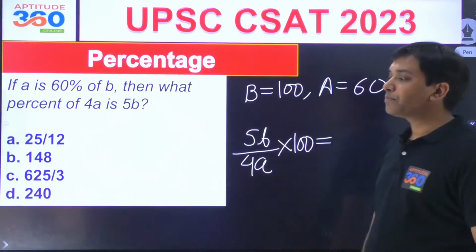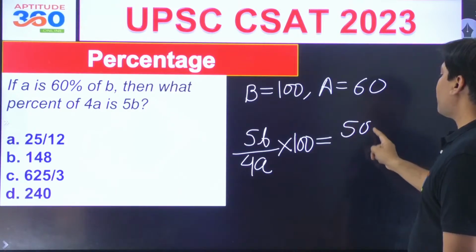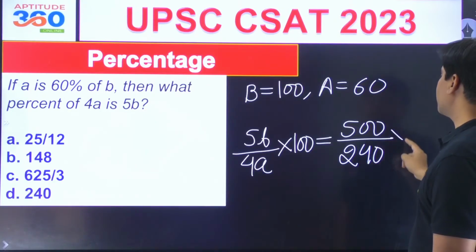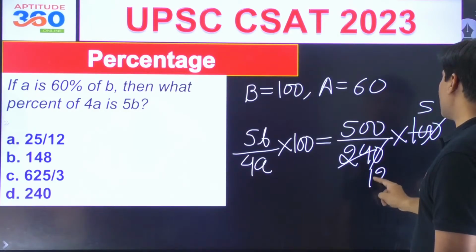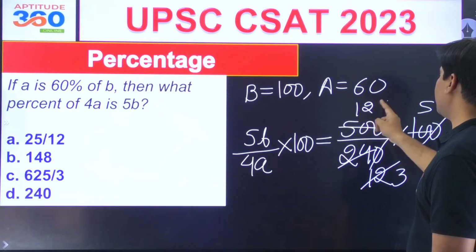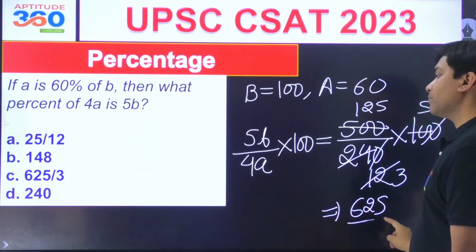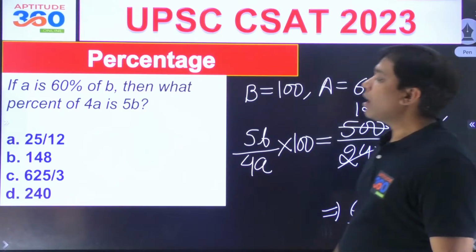Very simple. Now if you find out the values out here, it is going to be what? 500 and 4A is going to be 240 into 100. So this is 0 and this is 5 into 2 and then this is 12 and then 3 into 4, 125, 125 into 5, 625/3 परसेंटेज. आप कुछ और कर लो ना, देखो आपको तकलीफ हो जाएगी.